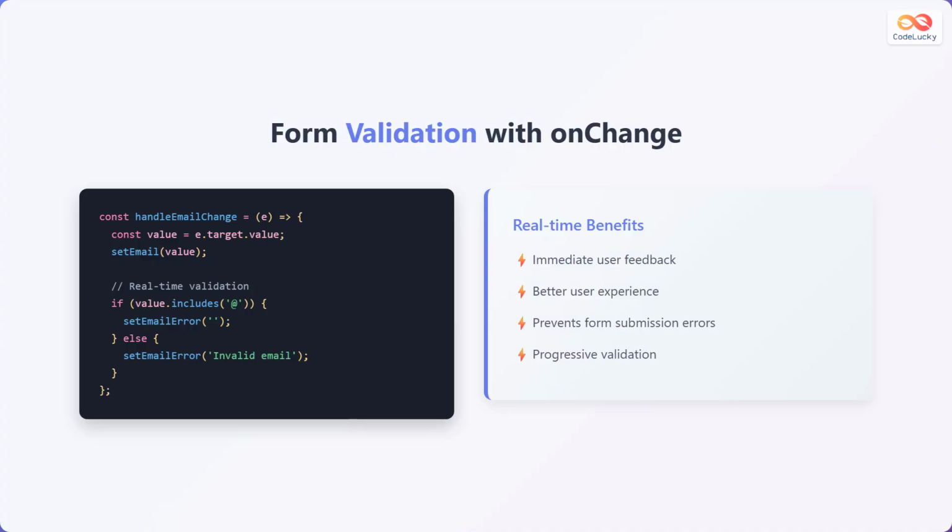Let's see how we can use onChange for real-time form validation. Inside the handleEmailChange function, we get the input value from e.target.value and update the email state. We then perform real-time validation by checking if the value includes an @ symbol. If it does, we clear the emailError. Otherwise, we set the emailError to invalid email.